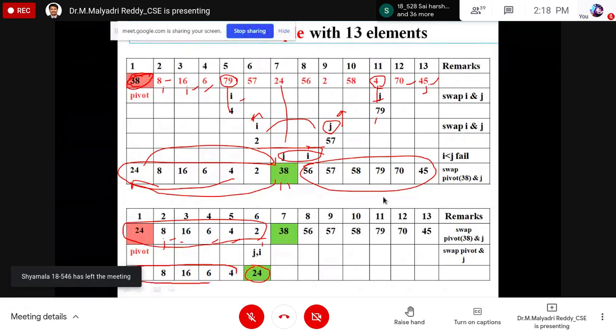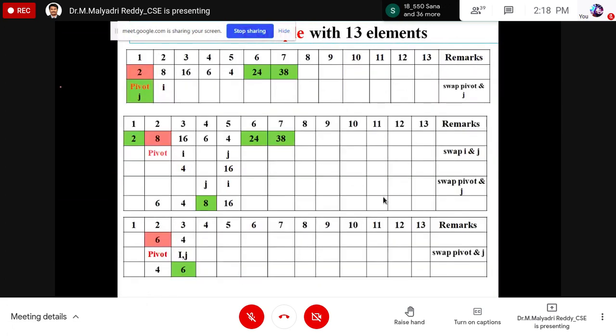This is 2, 8, 16, 6, 4. Again, you take 2 as the pivot element for the sub array. i is greater than the pivot element 2, so stop the iteration and go to the j. 4 is greater than 2, right? 6 greater than 2, right? 16 greater than 2, right? 8 greater than 2, right? 2 itself is the pivot element. Swap the pivot with the j, and 2 is replaced with 2, then it is sorted. So 2 is sorted, 24 is sorted, and 38 is sorted.